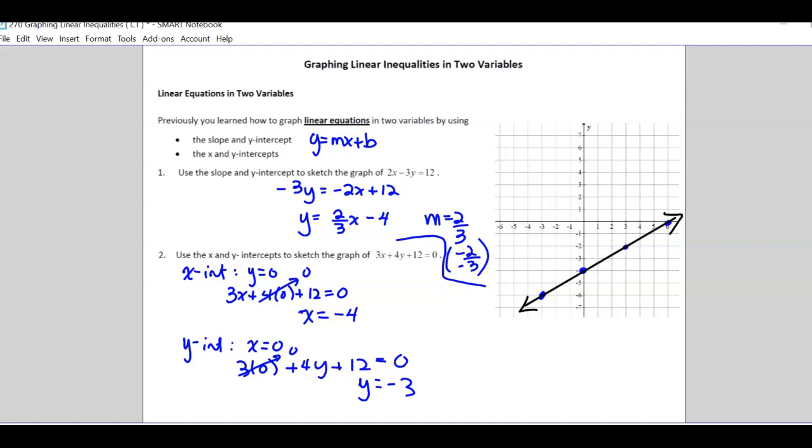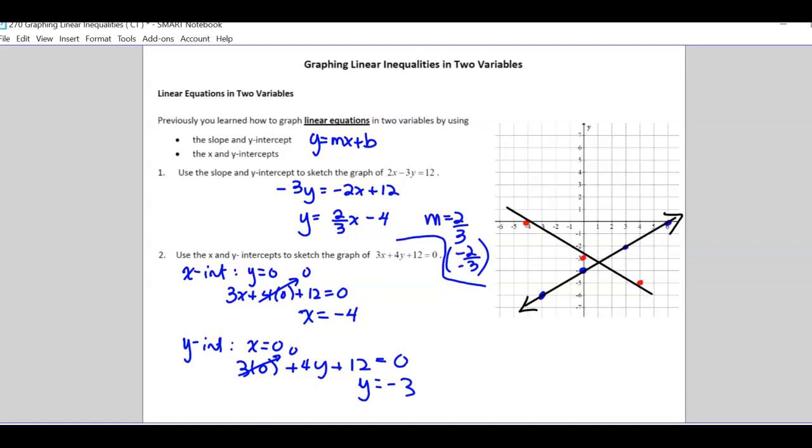X-intercept is negative 4, your y-intercept is negative 3. You can join them up. You like to have more points if possible. So your slope, whether it's in simplest form or not, you're going down 3 to the right 4. But do the same. You can get another point in there, which makes it easier when you're going down.